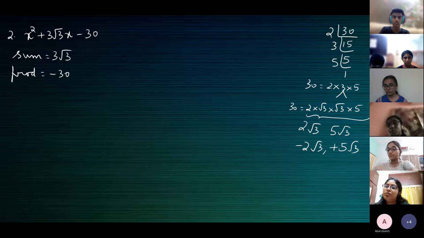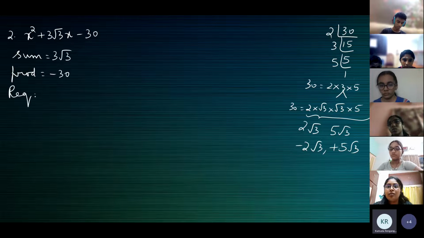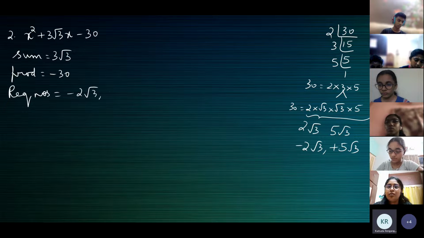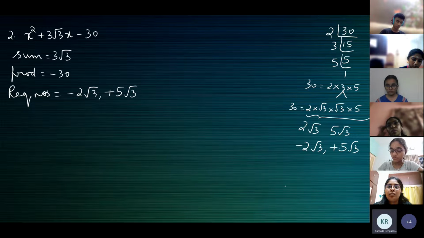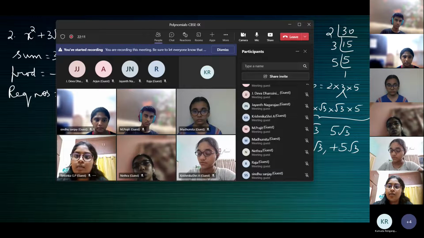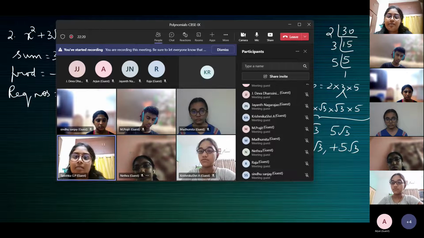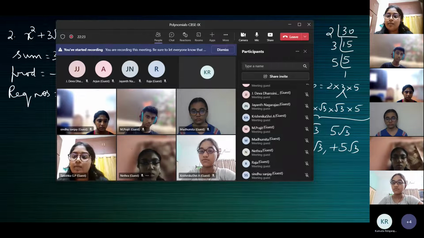So now, Tanishka, tell me, how do we proceed? We found the two numbers. So the required numbers are minus 2 root 3 and plus 5 root 3. Yes, how do we proceed? Can you try, Tanishka? Or do you want to listen to this one and try the next one? I will try the next one, ma'am. Oh, that's good. Okay, Netra.